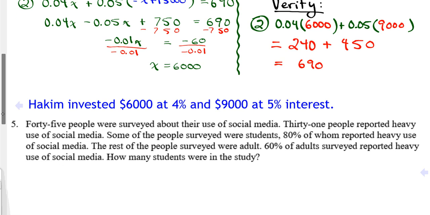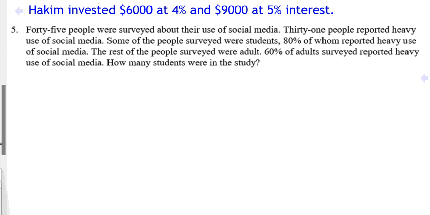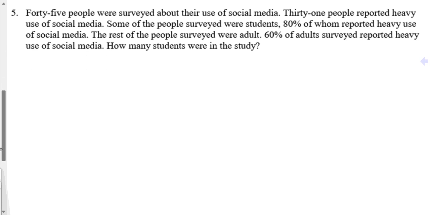On to question number 5. 45 people were surveyed about their use of social media. 1/3 of the people reported heavy use of social media. Some of the people were students, 80% of whom reported heavy use of social media. The rest of the people were adults. We want to know how many students were in this study.